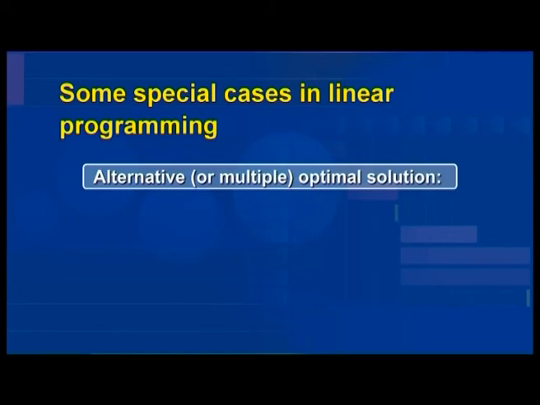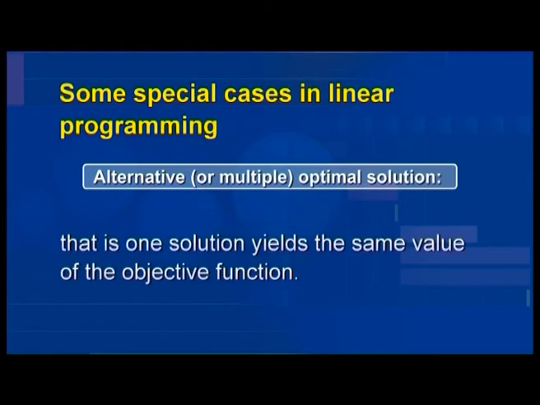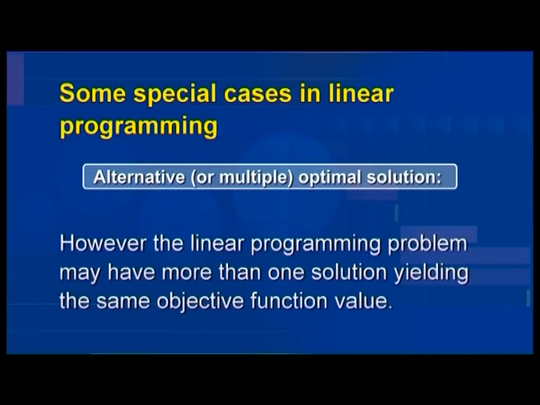Some special cases in linear programming are discussed below. Alternative or multiple optimal solutions. So far we have seen that the optimal solution of any linear programming problem occurs at an extreme point of the feasible region and the solution is unique. That is, one solution yields the optimal value of the objective function. However, the linear programming problem may have more than one solution yielding the same objective function value.